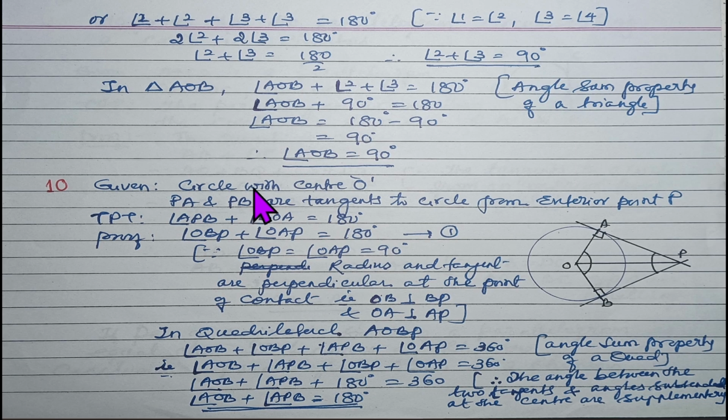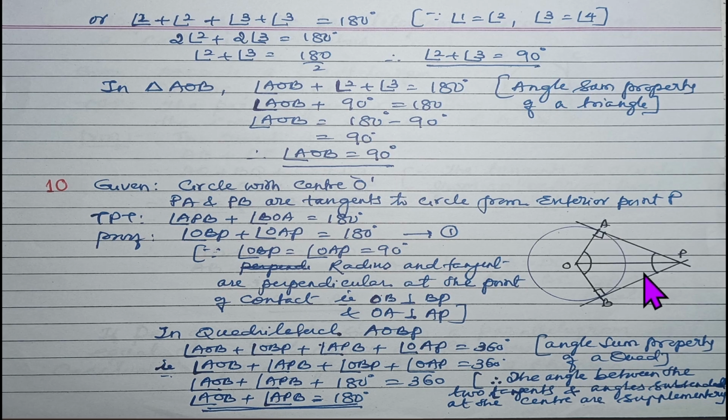Now coming to the next example, that is the circle given here with center O. We are given a circle with center O. PA and PB are the tangents to the circle from exterior point P. Now we have to prove that angle APB plus angle BOA is 180 degrees.